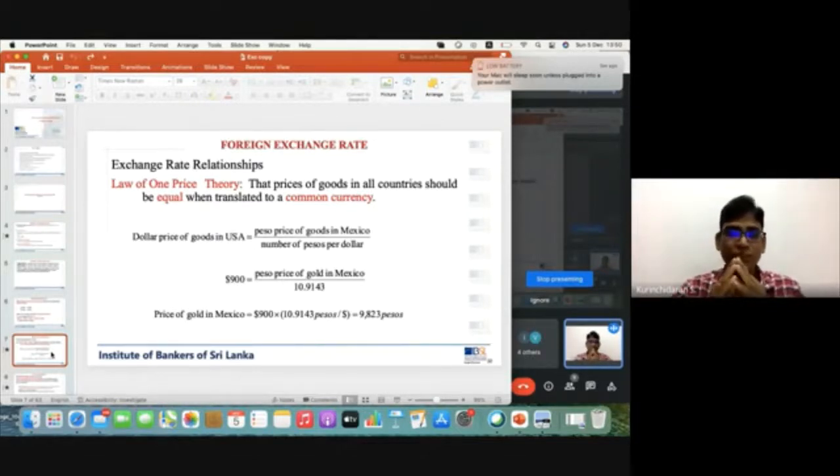Okay, so now we are going to an area where we have a very important theory. We call it the law of one price, right? The law of one price theory explains the exchange rate relations. What does that mean? If you want to buy a good anywhere in the world, the price should be equal in a common currency. That's the law of one price. That means the goods should be sold at one price if you calculate in a common currency.